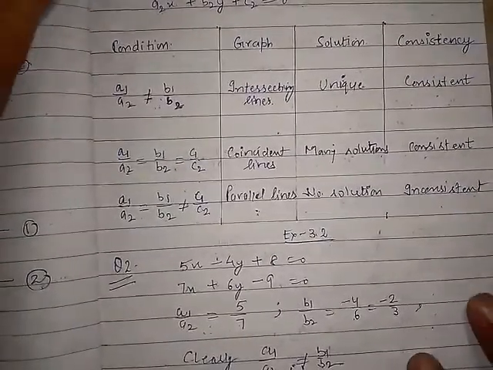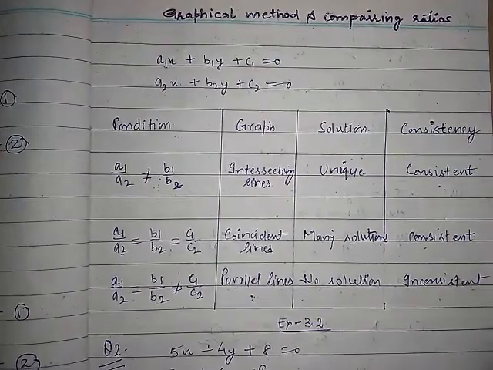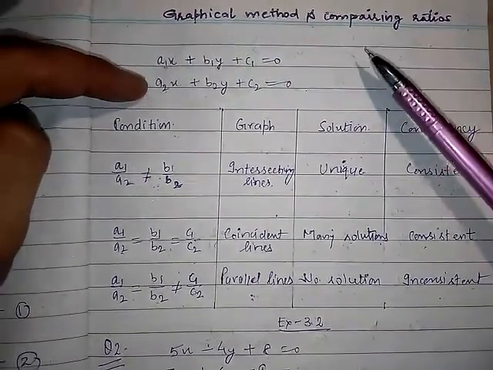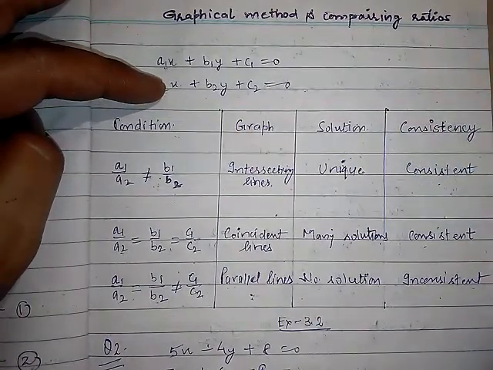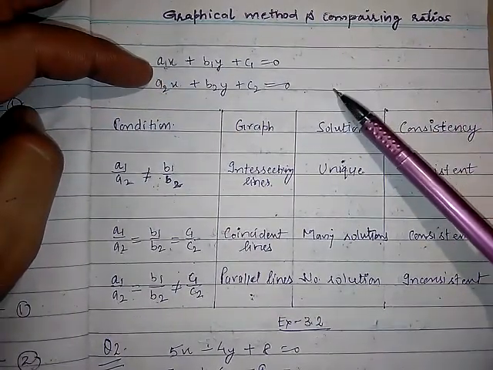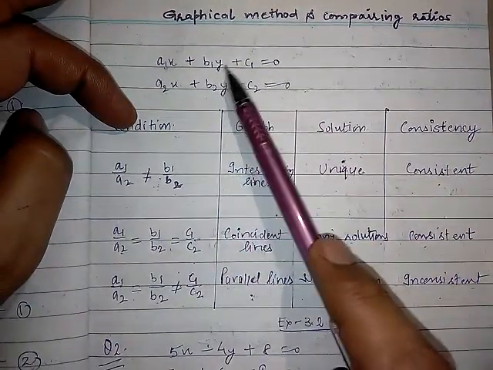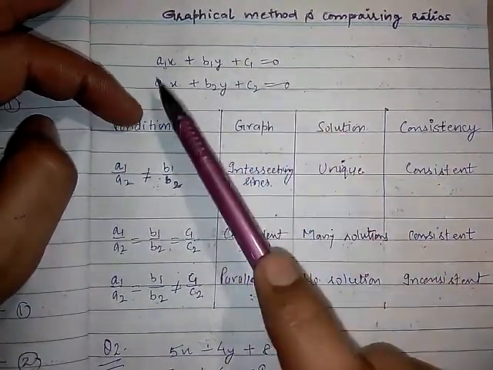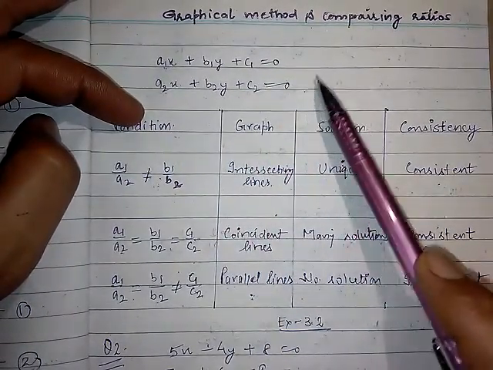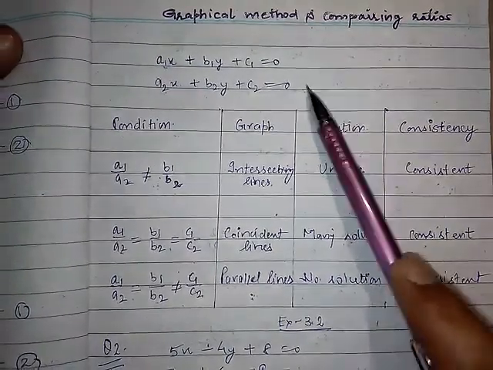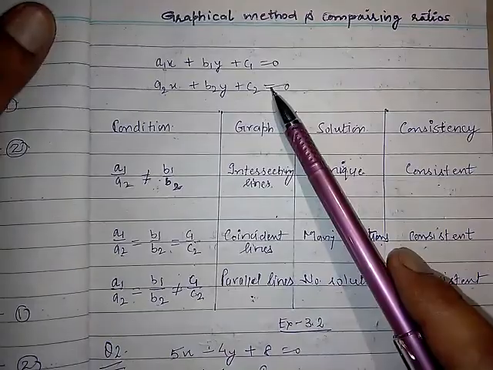Now have a look at this. I told you, whenever you discuss chapter number 3 of class 10, you will be given a pair of linear equations. So here also we are provided with a pair of linear equations. In general, a1x plus b1y plus c1 is equal to 0, and a2x plus b2y plus c2 is equal to 0, be the two linear equations in two variables. Now how can we compare the ratios of the coefficients?